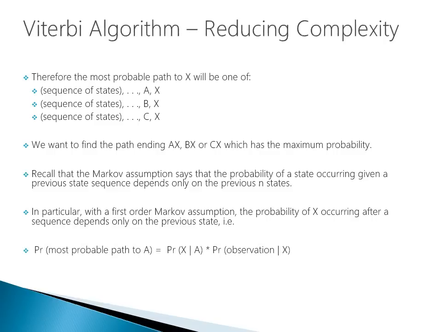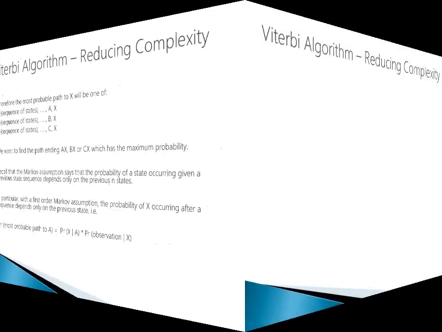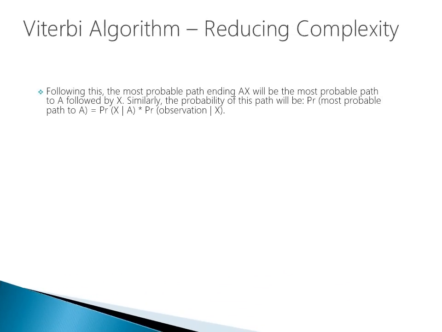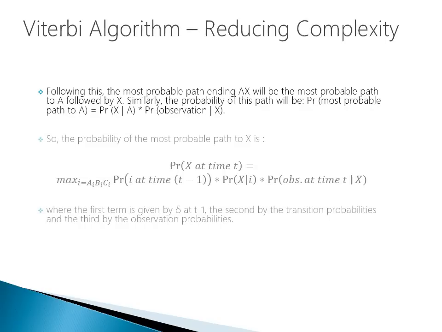So, for example, the probability of the most probable path to A is multiplied by the probability of X given A, times the probability of the observation given X. Following this, the most probable path ending AX will be the most probable path to A followed by X. Similarly, the probability of this path will be the probability of the most probable path to A, times the probability of X given A, times the probability of the observation given X. So the probability of the most probable path to X is represented as follows.